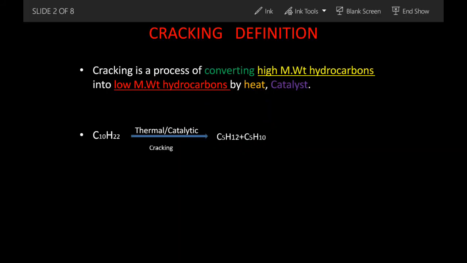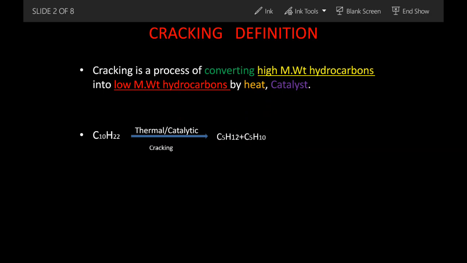Today we are going to see a lecture on cracking. Let us first see the definition of cracking. Cracking is a process of converting high molecular weight hydrocarbons into low molecular weight hydrocarbons. This can be done by either heat or catalyst. In this process, we just convert the high molecular weight hydrocarbons into low molecular weight hydrocarbons.